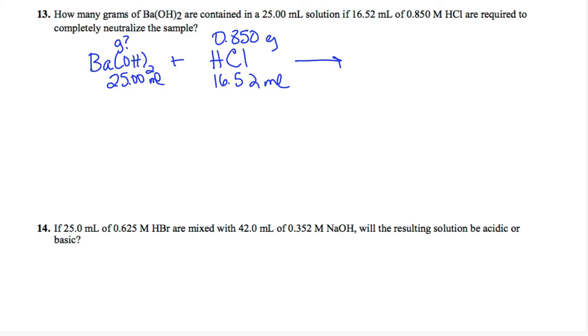So what are my two products? Water and BaCl2. So I need 2 waters. Okay, so it's going to be the same thing, known to unknown. First step, find moles of known. So what's my known? HCl.